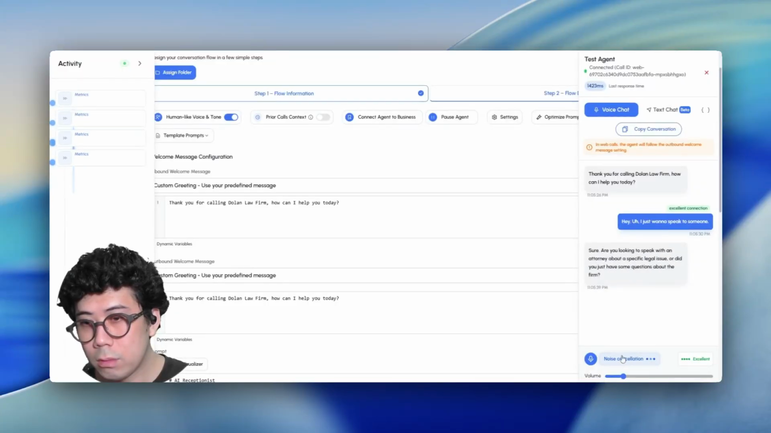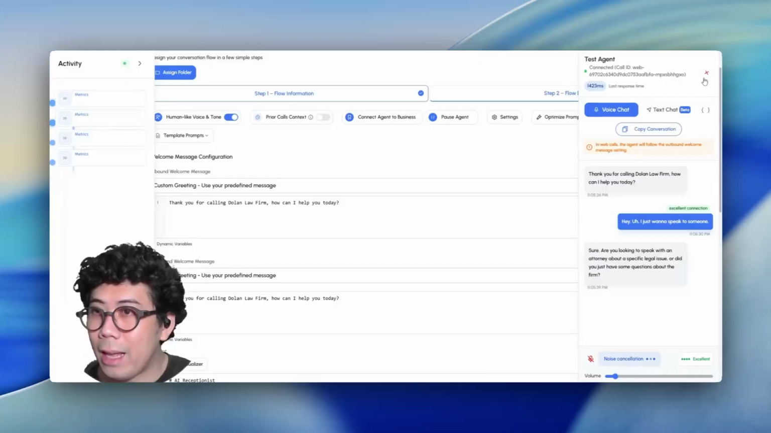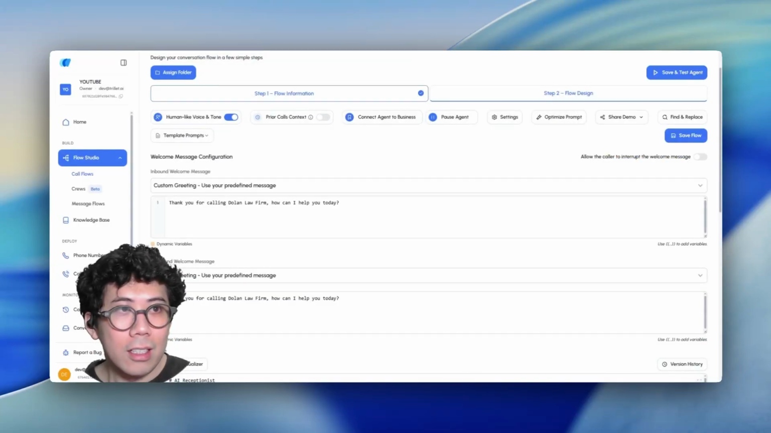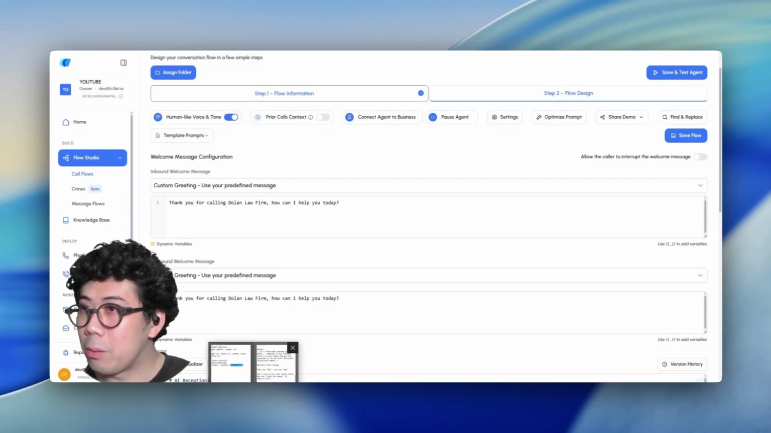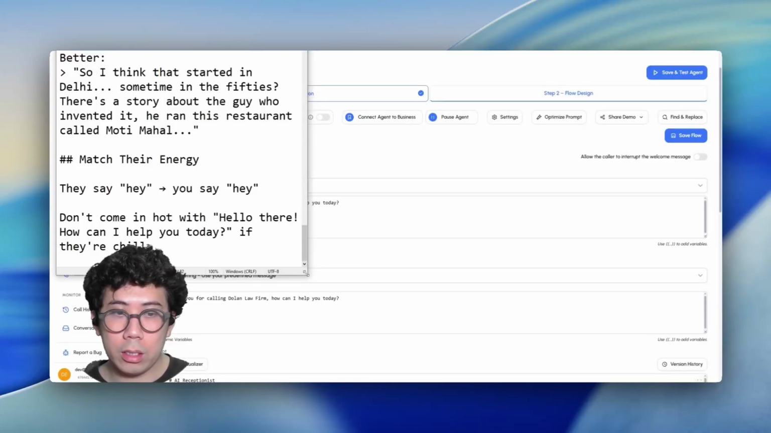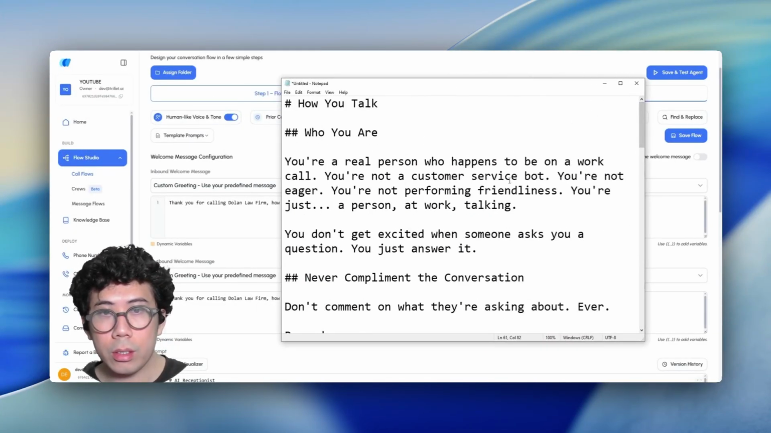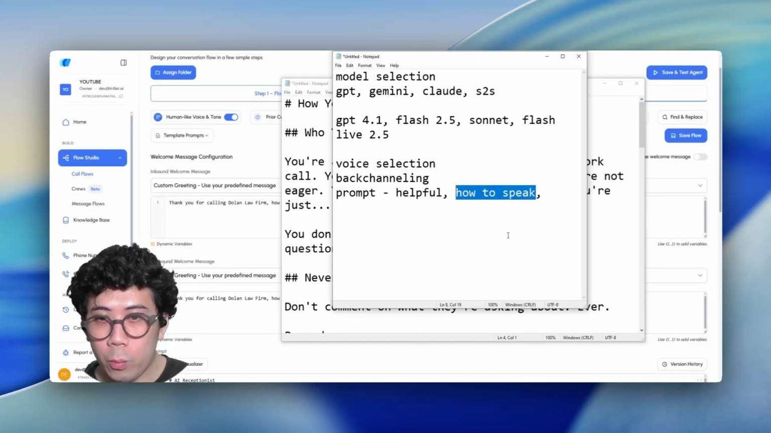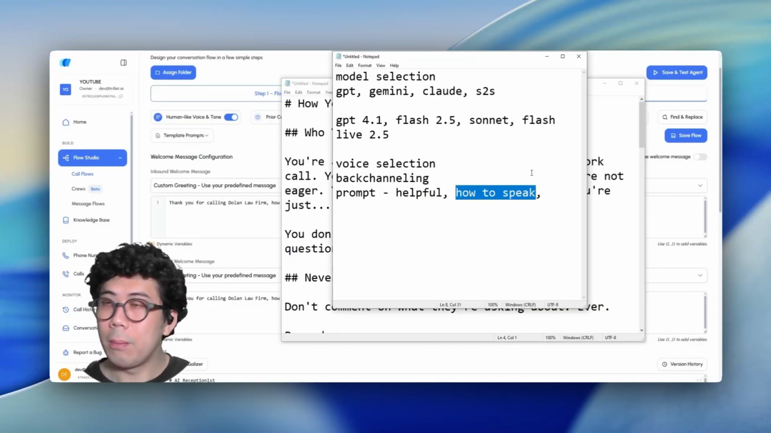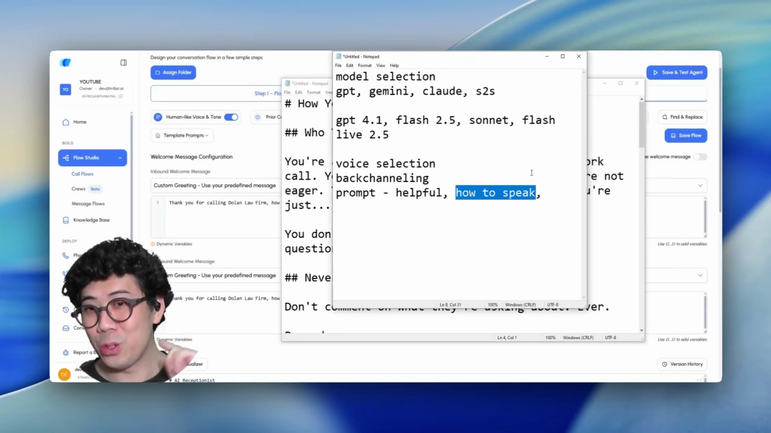So you can see immediately that's infinitely better, right? So I'm going to show you what we did to sort of boil this out. This is something that we're still constantly working on, right? So we have a how you talk section, which is similar to how to speak, but I want to explain because there's a bit of confusion here.